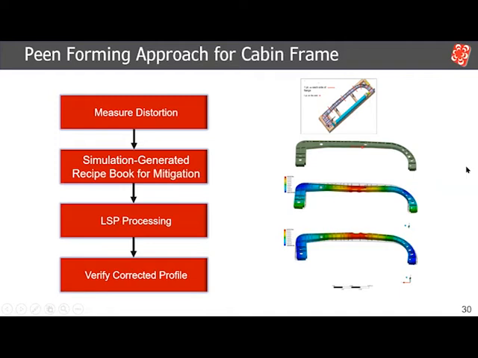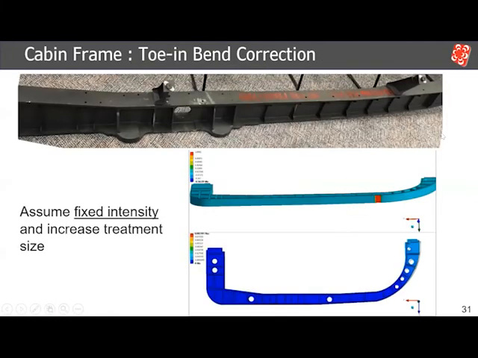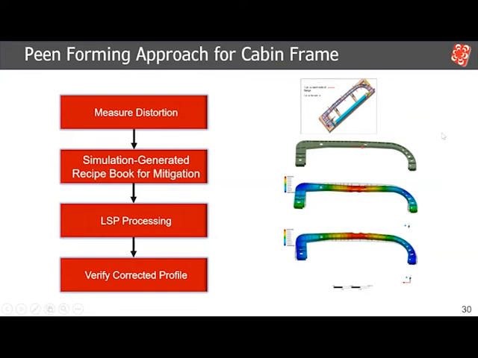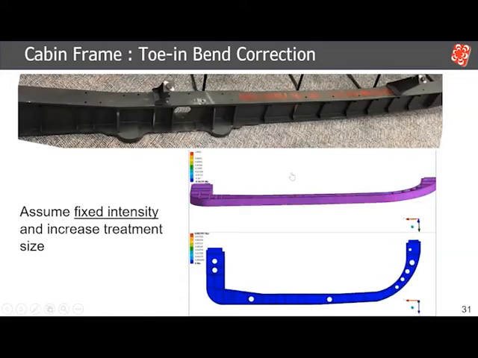So our overall approach here is very similar to what we showed for the steering shaft correction. We will measure the distortion. We'll have our simulated processing correction guide for each of those distortions, provide the processing, and then verify the corrected profile. Now, walking through all the data associated with this one, I just wanted to show some of how this works. If we assume a fixed intensity for our processing, and then just vary our treatment size, you can see the corresponding effects on this frame.